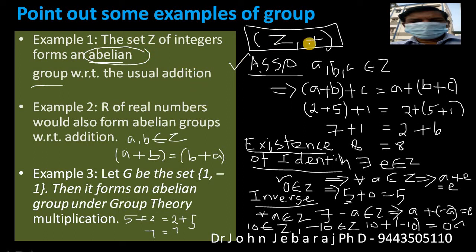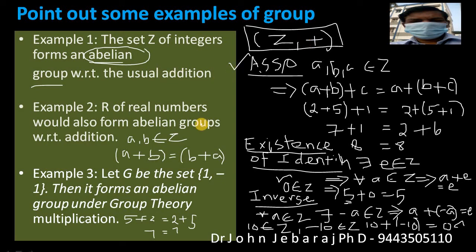So here Z comma plus is an abelian group because it is a group. We have proved that because it is a set with the binary operation as usual addition, and this binary operation satisfies the associative law, existence of identity and the existence of inverse. Apart from that, it satisfies the commutative property also. Therefore, this group is an abelian group, we say.